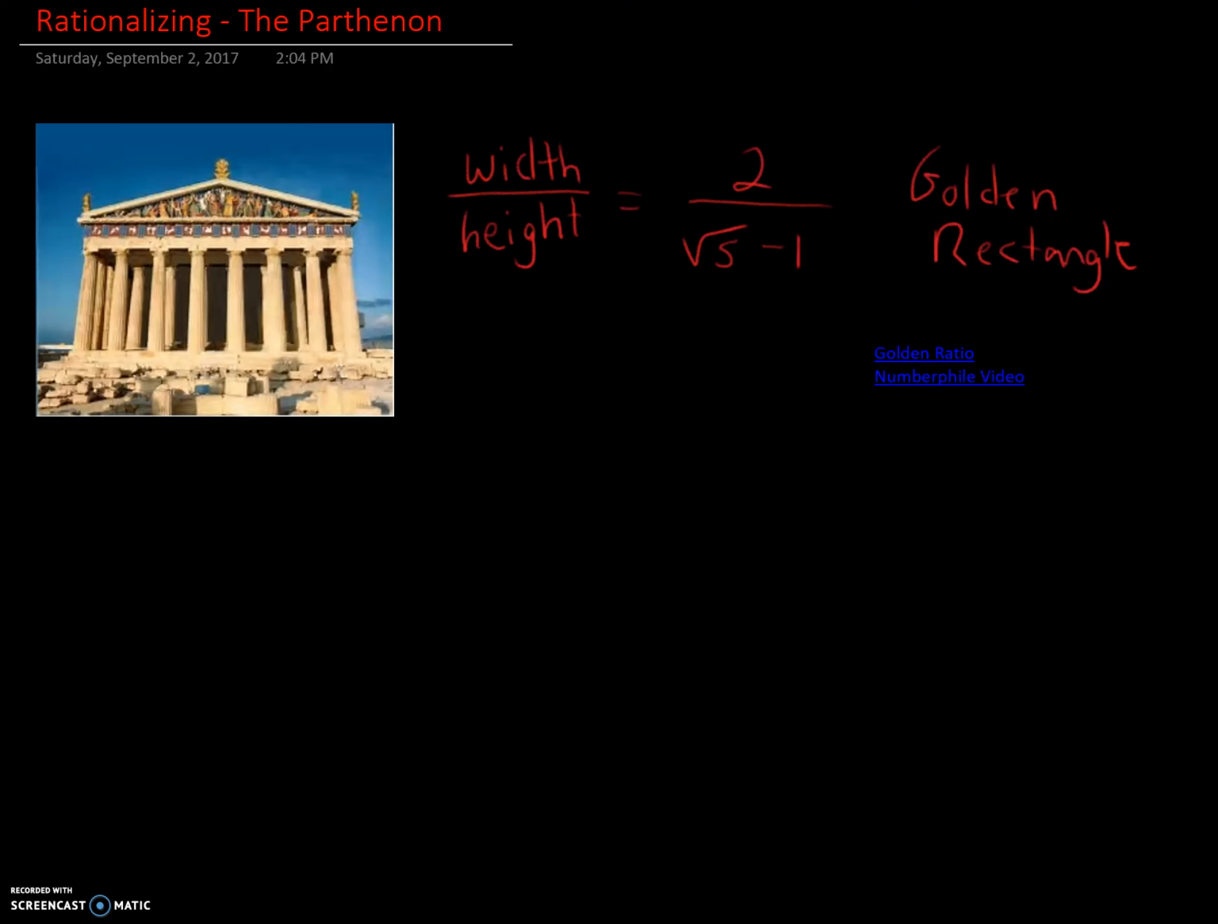So there's a ratio of width to height, and it's expressed as 2 over root 5 minus 1. The Parthenon at Athens fits into a golden rectangle once that triangular pediment is at the top. So what happens is the number that comes out of this after we rationalize is called phi.